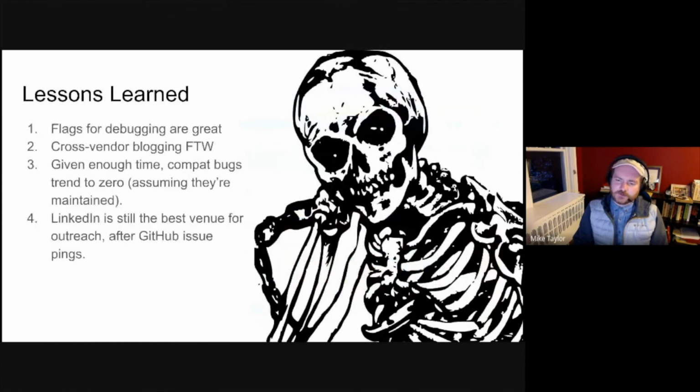So here are some of the lessons we learned from this effort. One, flags for debugging remain awesome. We had a flag to turn on version 100 ahead of time, and then we had a flag to change the version back to 99 so you could test and verify where the bug was. Two, anytime we can blog with our browser vendor friends, that is great. And point 3, given enough time, compat bugs will trend to 0, assuming they're well maintained, which may be acceptable depending on the level of severity of the breakage. And point 4, LinkedIn still is great for outreach after GitHub.